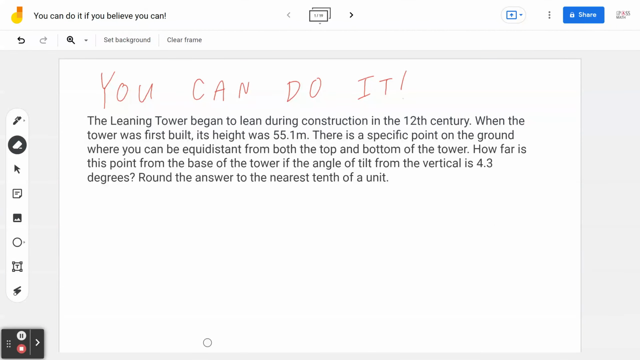Hi everyone. Let's take a look at the following example. The Leaning Tower began to lean during construction in the 12th century. When a tower was first built, its height was 55.1 meters.